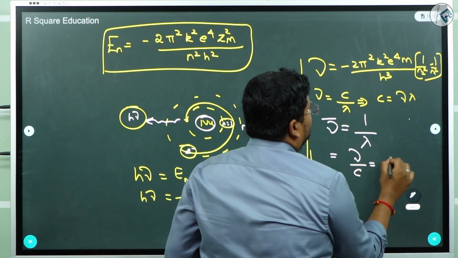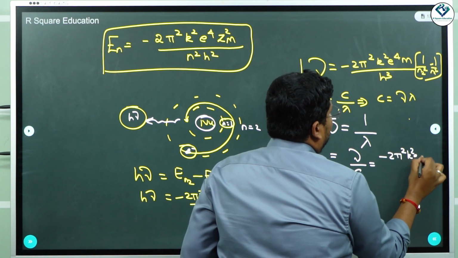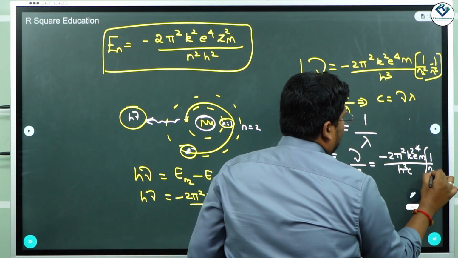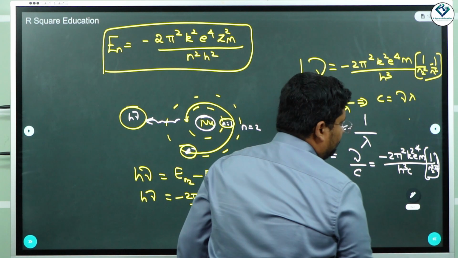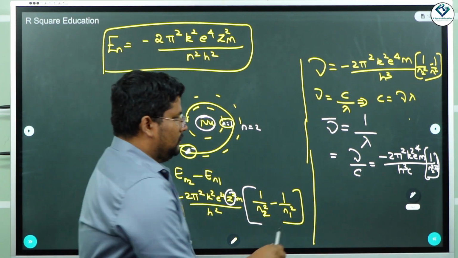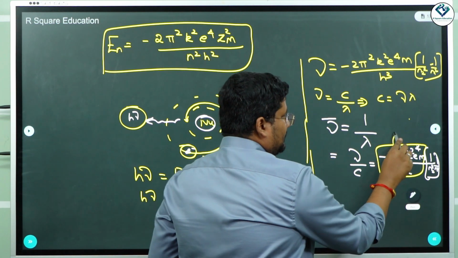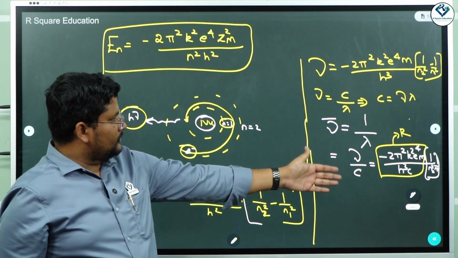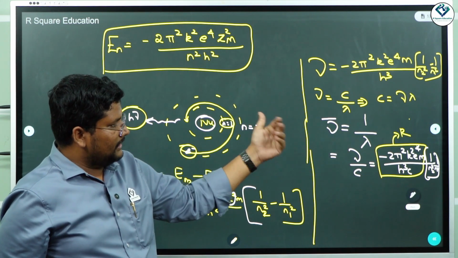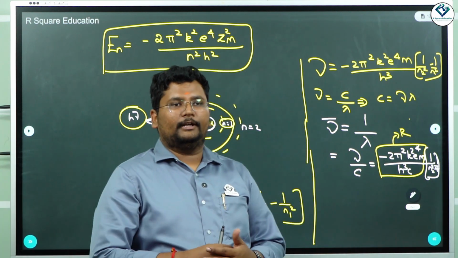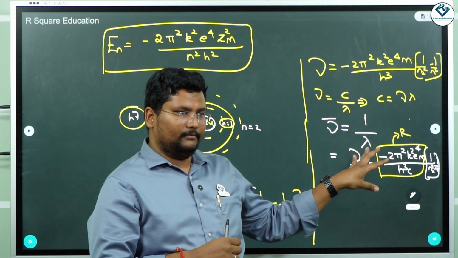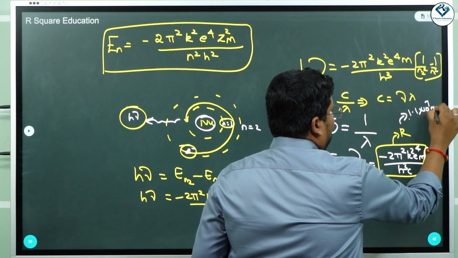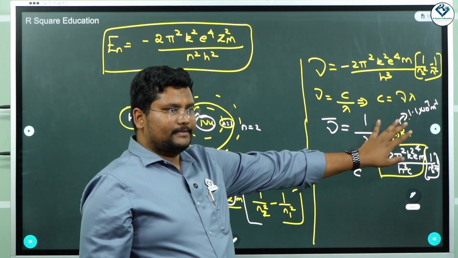What is nu? Minus 2 pi square k square e power 4 m whole divided by h cube c, into 1 by n2 square minus 1 by n1 square. Yes, this together is nothing but R. We call it the Rydberg constant. All are constants: h, k, e, m, c are all constants. When you substitute all these values, you get 1.1 into 10 power 7 meter inverse. That is the Rydberg constant value. Clear?